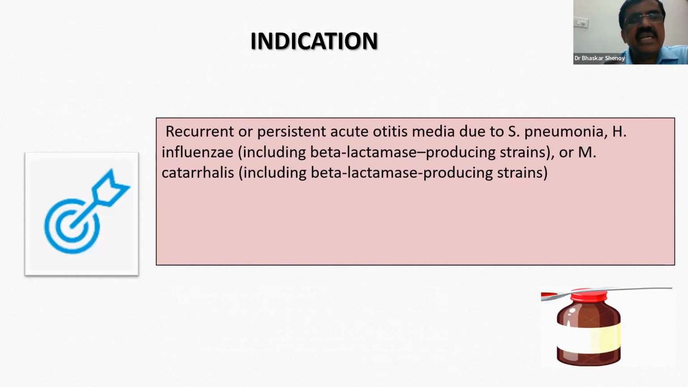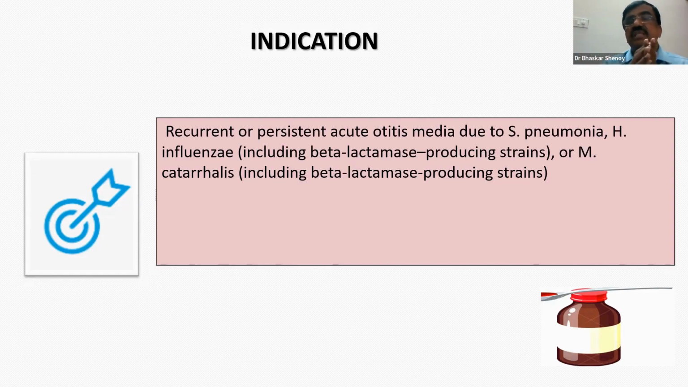And mainly these are indicated in recurrent or persistent AOM. The child has very frequently occurring otitis media, or you have given a course of antibiotic and still the child again starts developing it frequently. Or if you are able to demonstrate that this particular infection is due to beta-lactamase producing H. influenzae or catarrhalis.